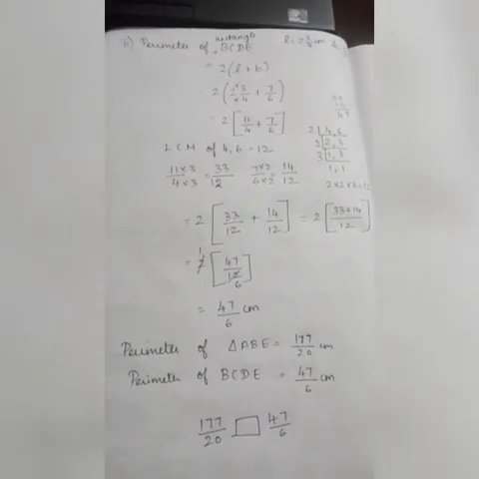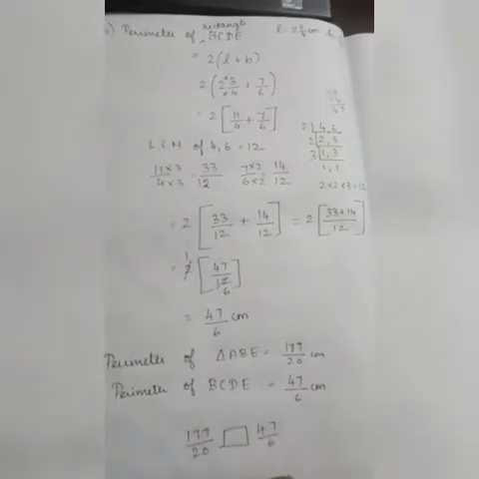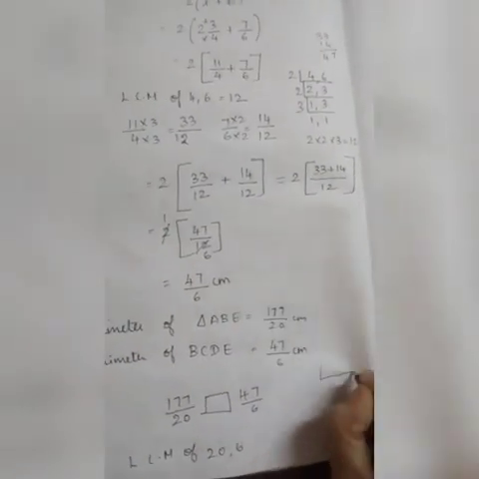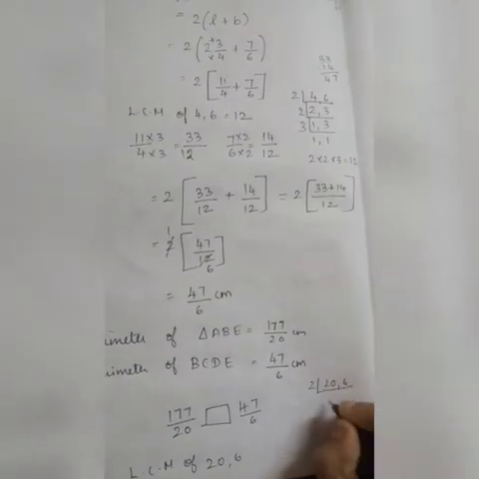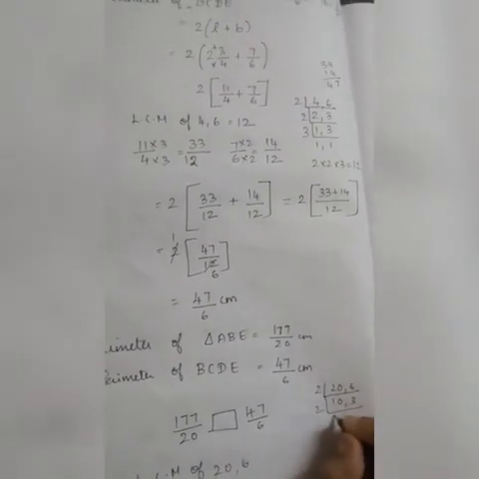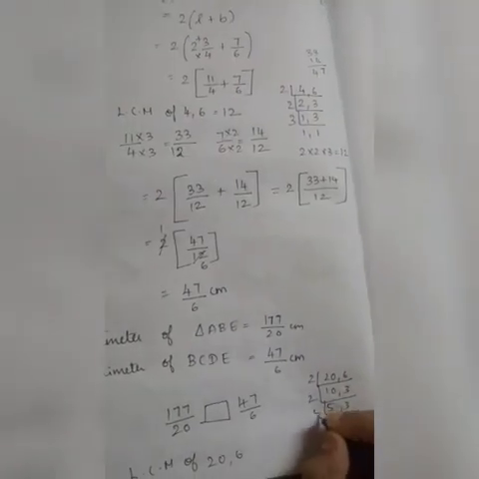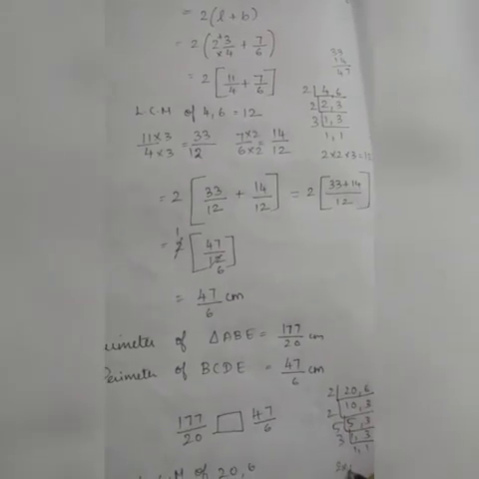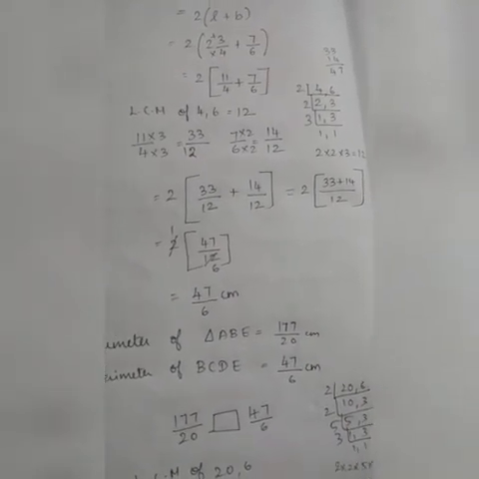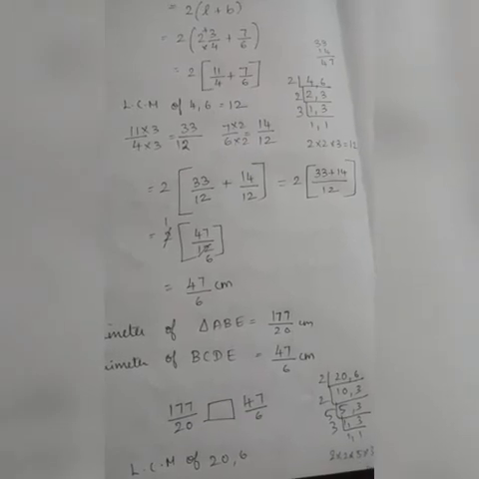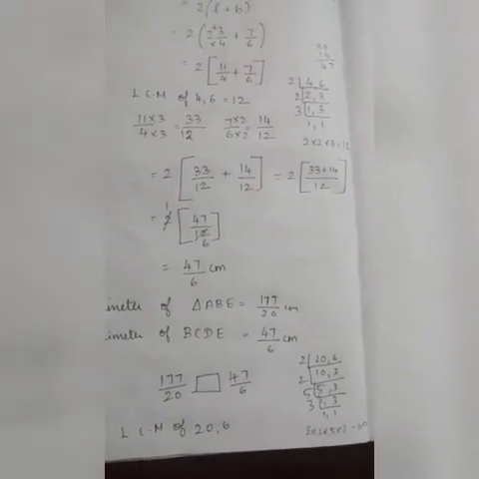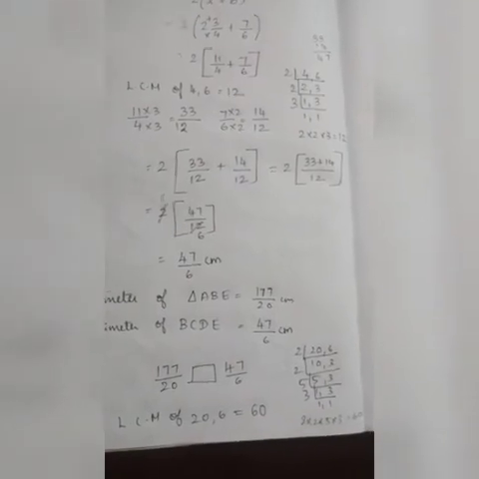You should take LCM. So LCM of what and what you will take? LCM of 20, 6. So I am just taking LCM. 2 table 10, 3. 2 table 5, 3. 5, 1, 3. 3, 1, 1. So 2 into 5 into 3. 2 2s are 4. 4 5s are 20. 20 into 3, 60. So what is my LCM value is 60. So what my denominator should be? It should be 60. Okay children.